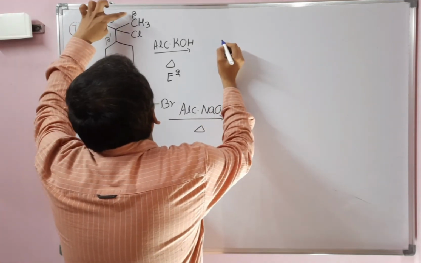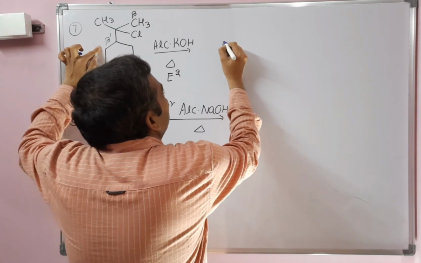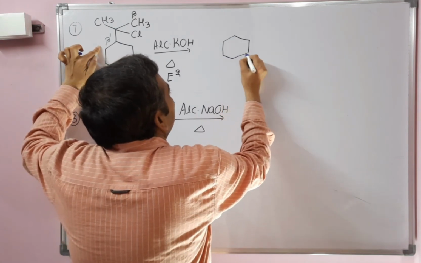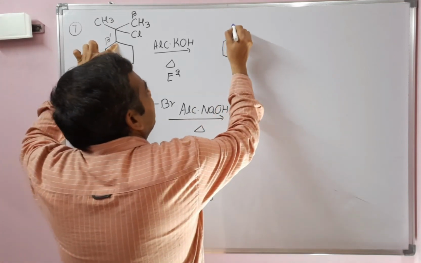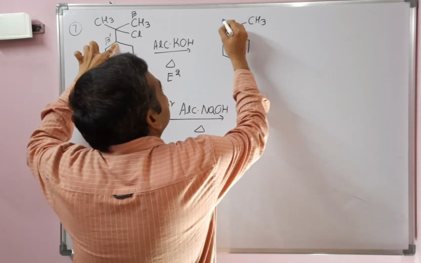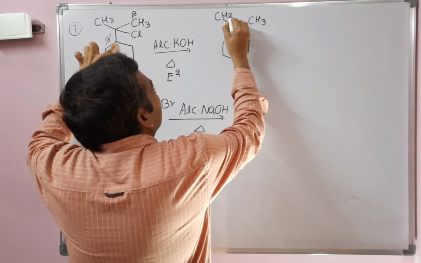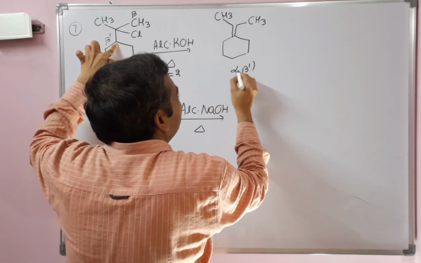Among these two products, which is major? Let's see, first write beta prime. With respect to the beta prime, the product obtained is, the base abstracts a proton here. Then we will get a double bond here, CH3 and the CH3. Okay, this is because of the alpha beta prime elimination.